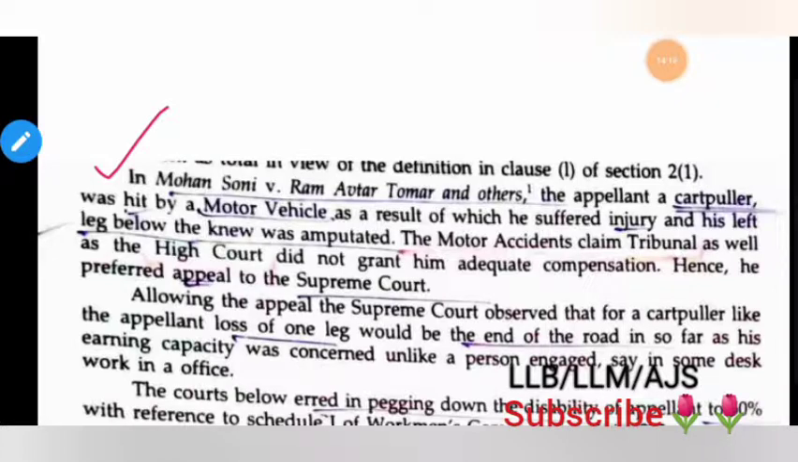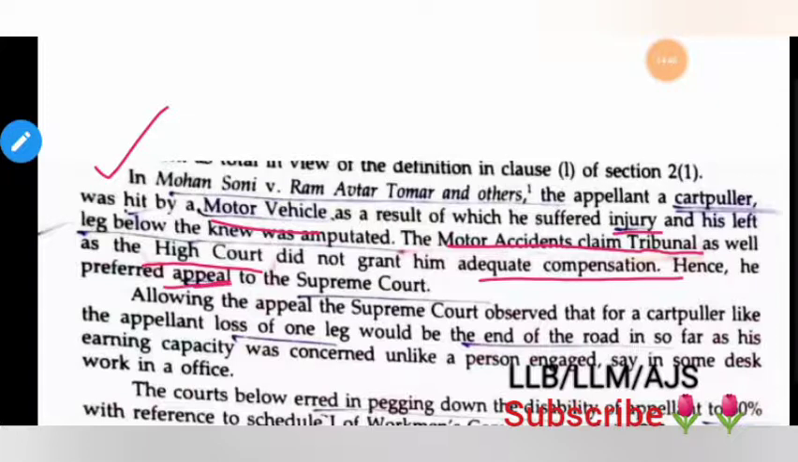The appellant, a carpenter, was hit by a motor vehicle, as a result of which he suffered injury, and his left leg below the knee was amputated. The Motor Accident Claims Tribunal (MACT) as well as the High Court did not grant him adequate compensation. Hence, he preferred an appeal to the Supreme Court.